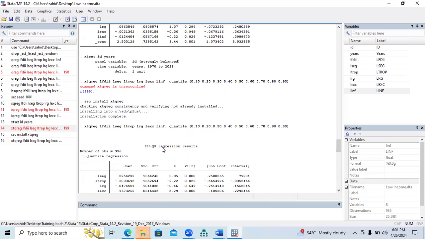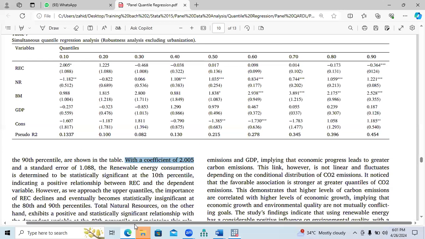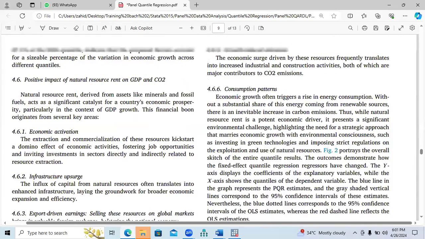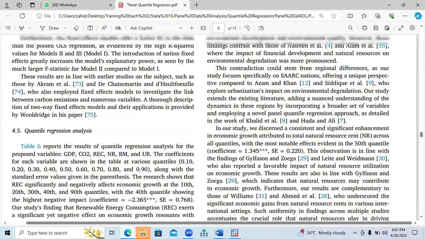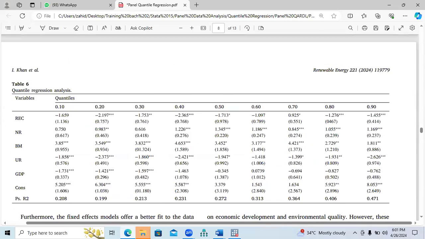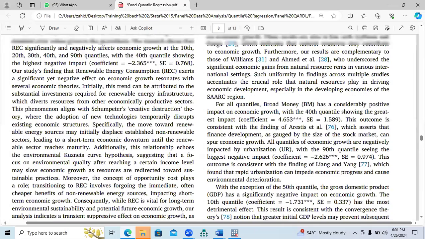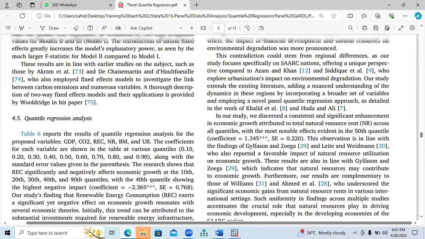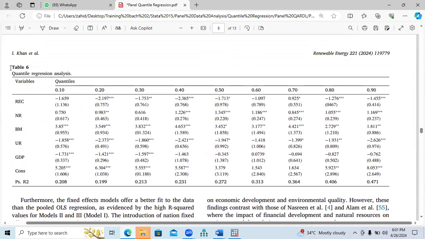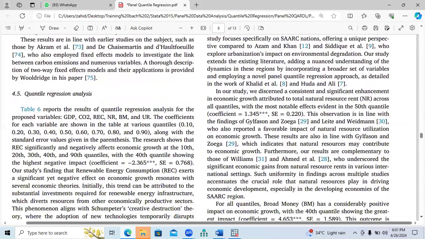And this is the MMQR regression result, which is basically the panel quantile regression results. They have provided here the panel regression estimates. If we need to understand the interpretation, I will also share this document with you so that you may be able to identify how to interpret the result. This is table number 6. They have provided us the quantile regression analysis, and the interpretation of table 6 is here.